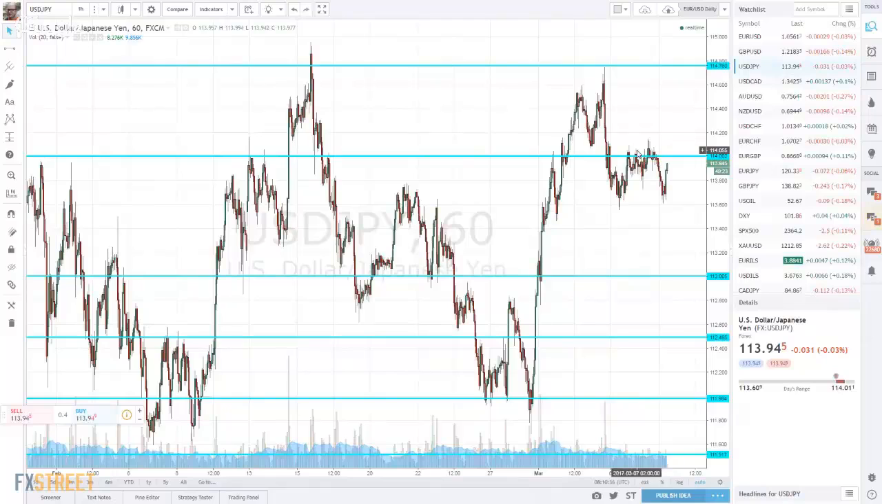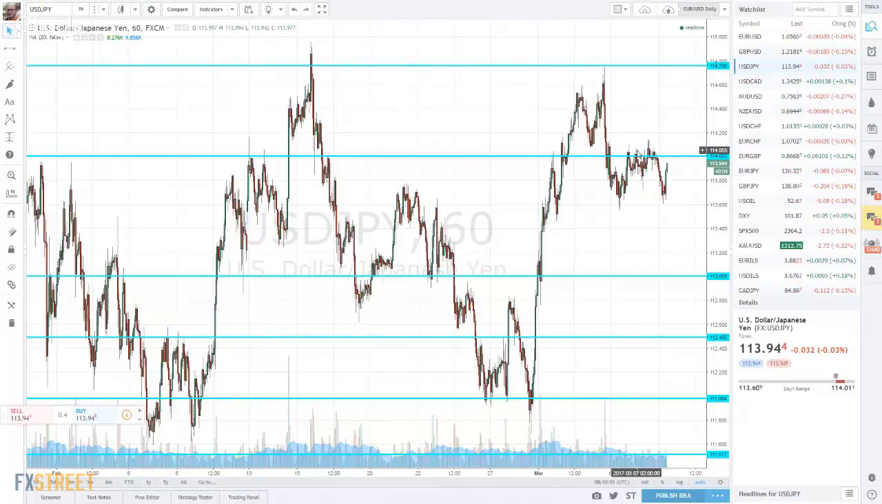Dollar yen, of course, moving up because of the dollar strength. Usually the best barometer of dollar strength or weakness, currently just under 114, which I see now is weak resistance, stronger resistance there at the recent swing high of 114.75, and then it's followed closely by 115, which used to be strong.